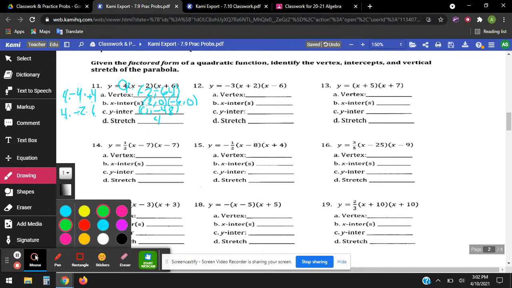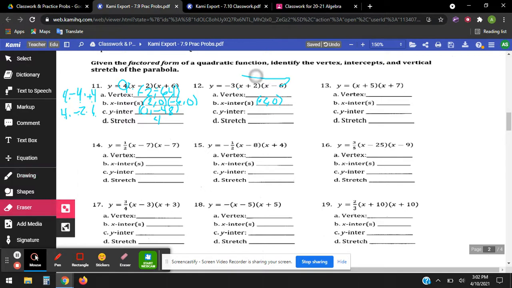Okay, let's do a different color for this one. And we'll do each row different. Okay, so here, we'll start with our x-intercepts. To get this first one to 0, I need x to equal negative 2. So negative 2, comma 0 is my first one. And to get this one to be a 0, I need x to be 6. So 6, comma 0. The middle between 6 and negative 2, 6 minus 2 is 4.